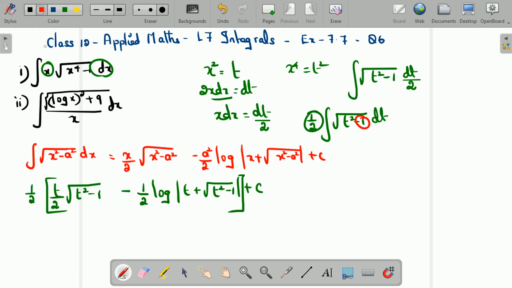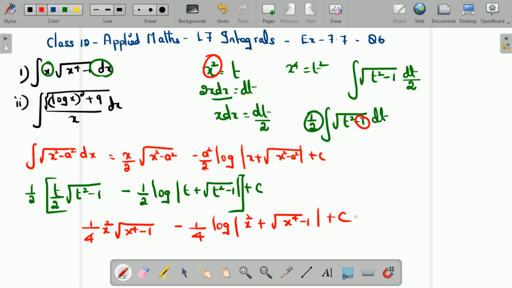Now let's do the multiplication and I will substitute the t's value with x squared. So this is going to be 1 by 4 x squared root of x power 4 minus 1 minus 1 by 4 log of x squared plus root of x power 4 minus 1 plus c.